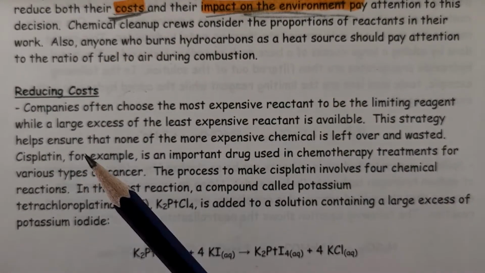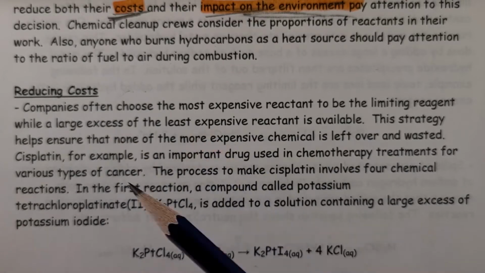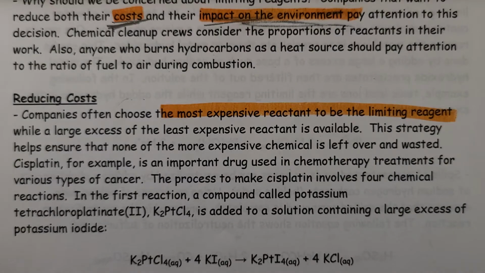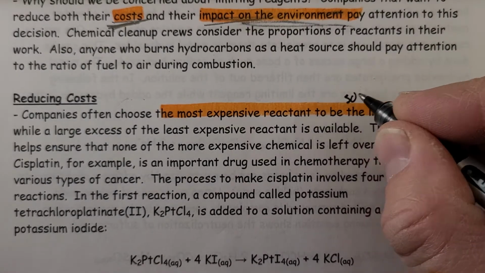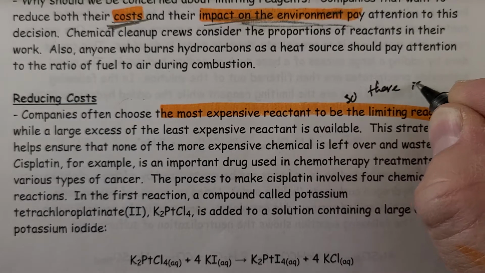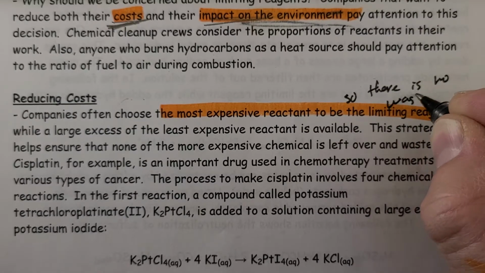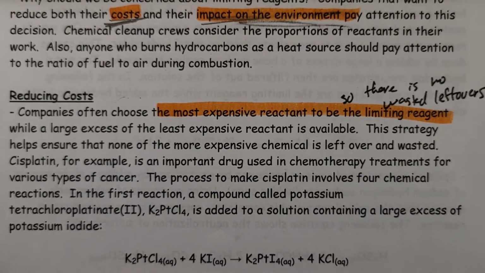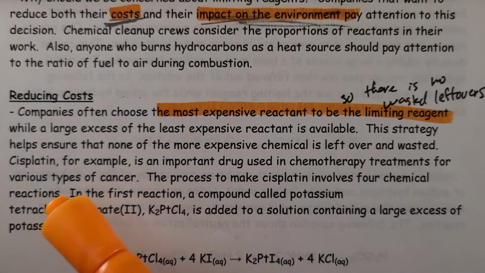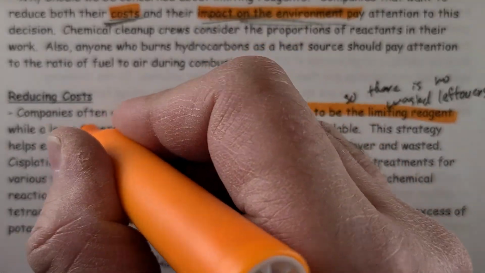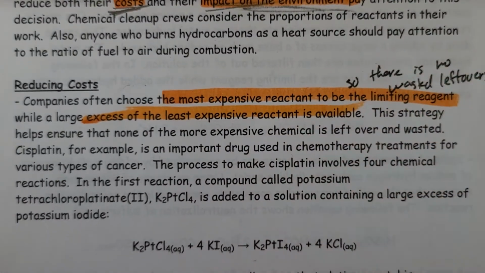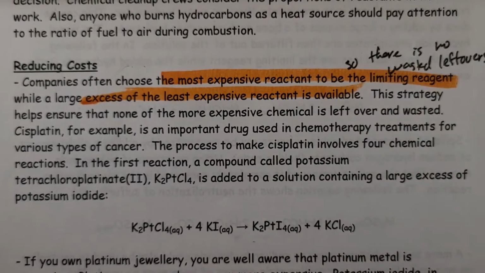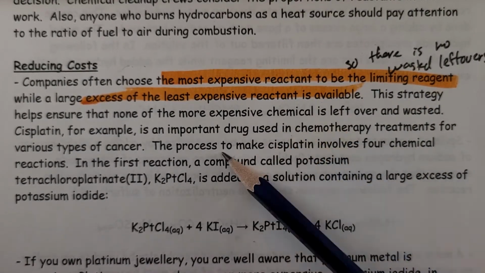So we'll look at the cost part of it first. Companies often choose the most expensive reactant to be the limiting one, so there's no waste, no wasted leftovers. We want to be able to use it all up, while a large excess of the least expensive is available. So if you want to have leftovers, make sure it's the cheaper one. This strategy helps ensure that none of the more expensive chemicals is left over and wasted.